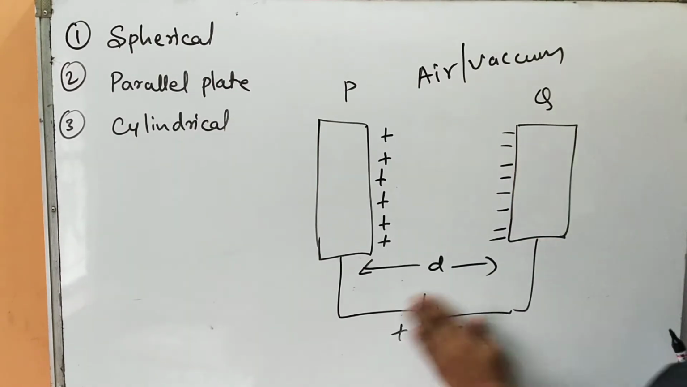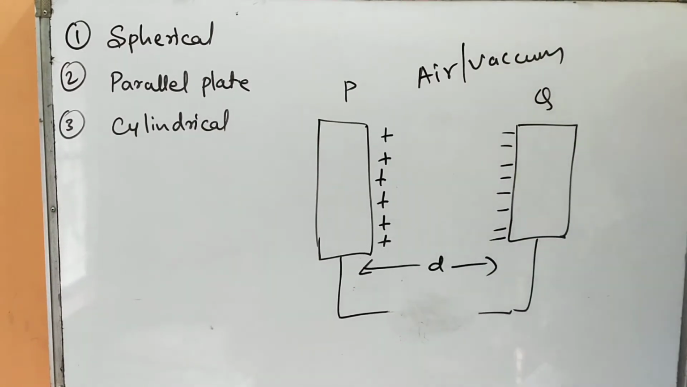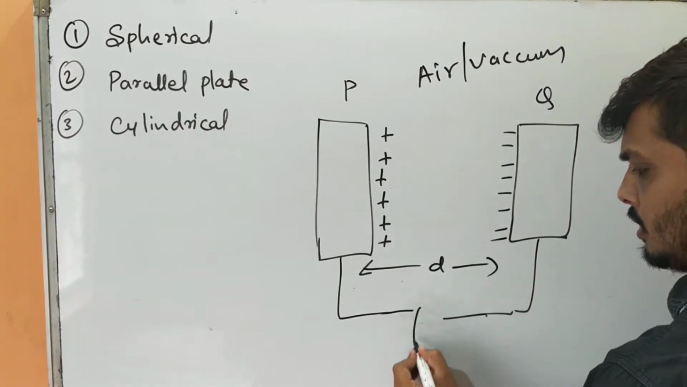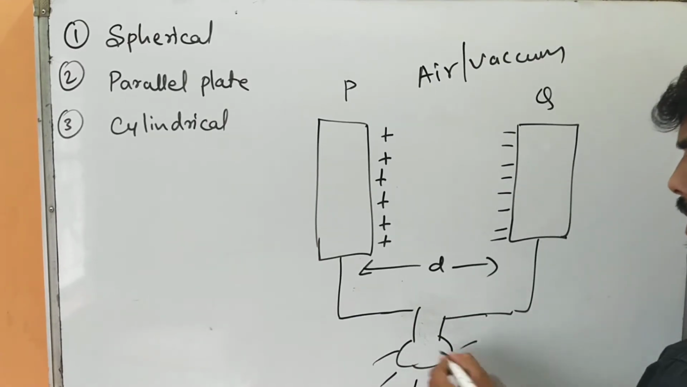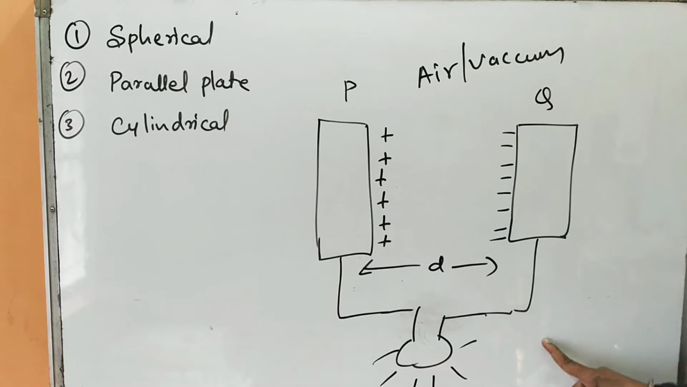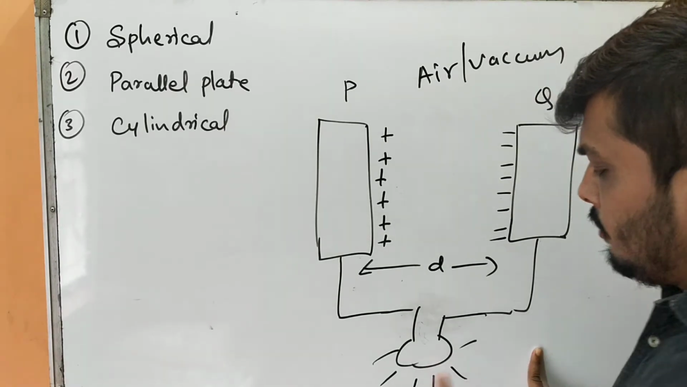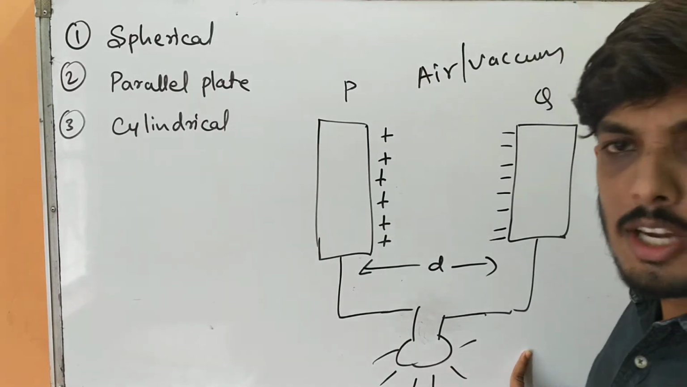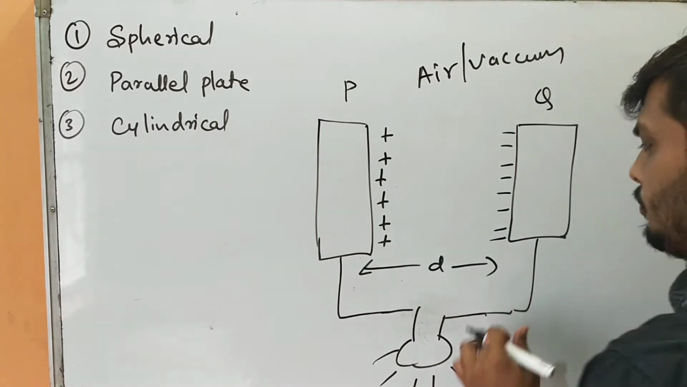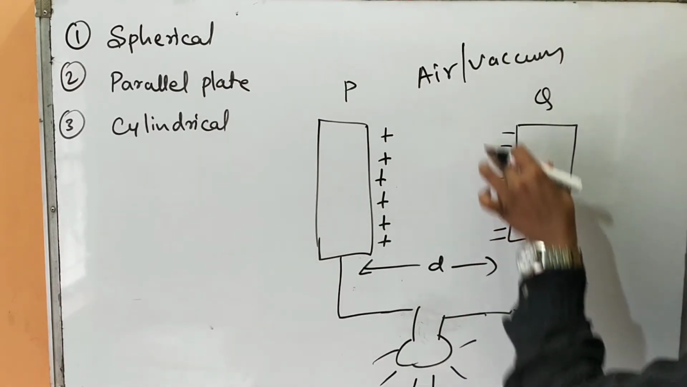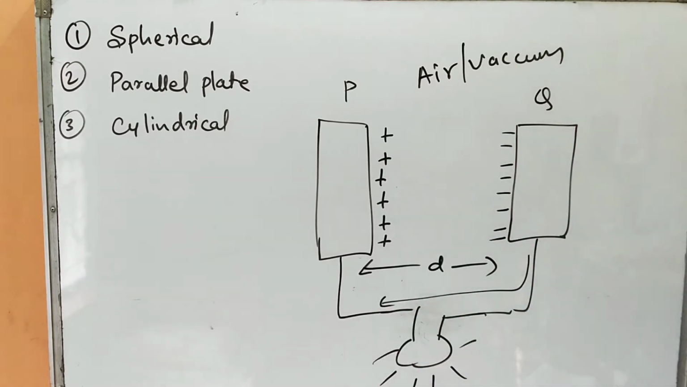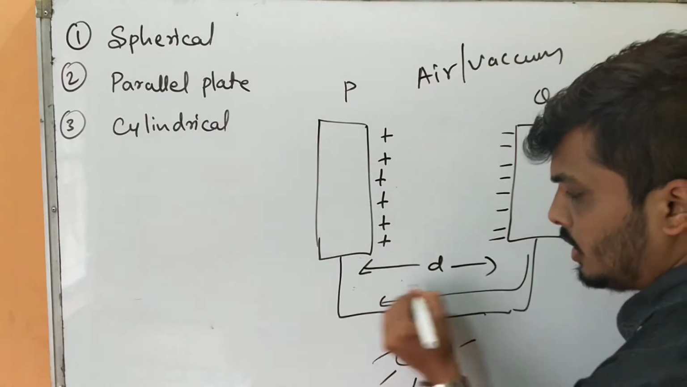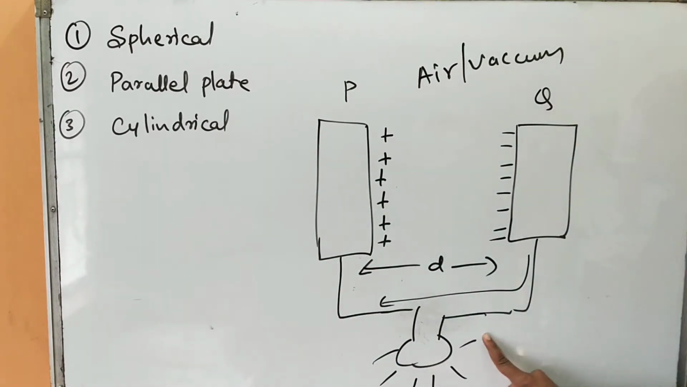Now for an instant, if I remove this battery and connect one bulb here, for example, this bulb will glow. What is the reason? How did the bulb glow here? You know that a bulb will glow only when there is a flow of charges, when there is electricity. The bulb will glow because the electrons which were accumulated here will flow back to this plate through this electrical circuit. As a result, the bulb will glow.